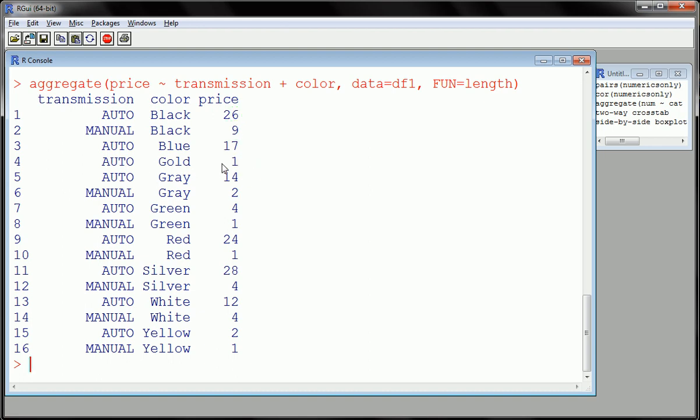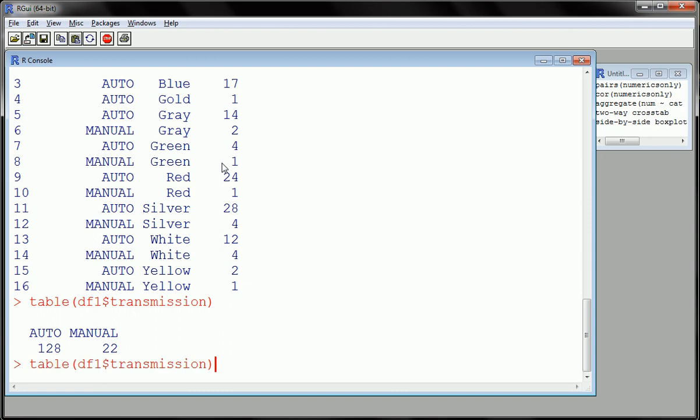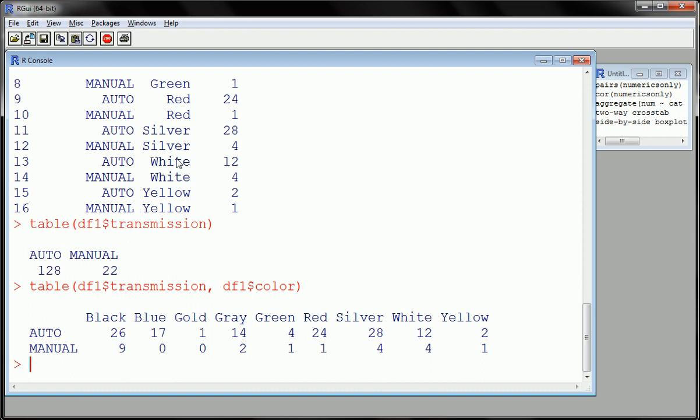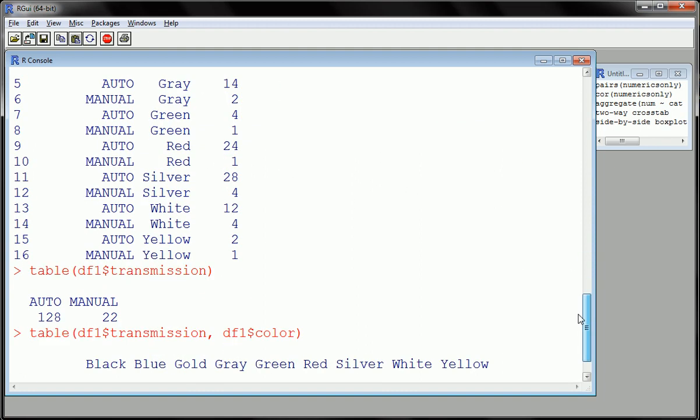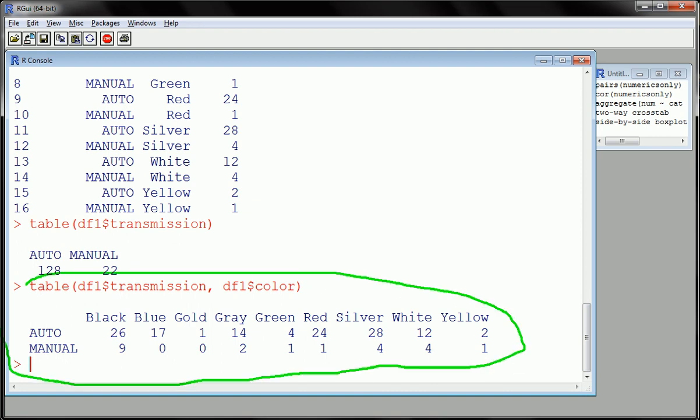Okay, if you recall, there was another way to do this, and this was the table function. So we did table, DF1 transmission. If we just set it this way, it told us how many manuals, how many auto. If we did comma, then DF1, and we ask for, let's say, color, two categorical variables. Now we could see how many automatic black cars there were, 26. If we scroll up, 26 automatic black. So this would be the much more direct way to do it for two categorical variables.